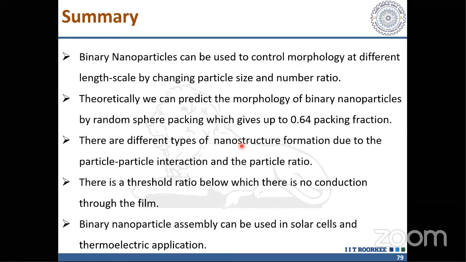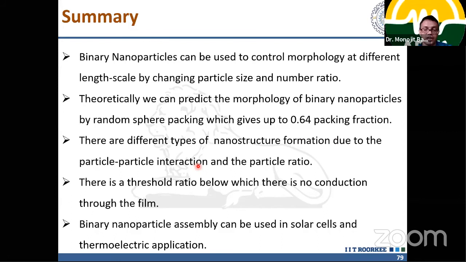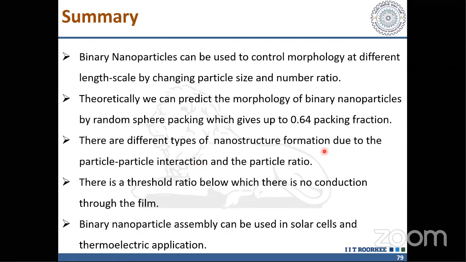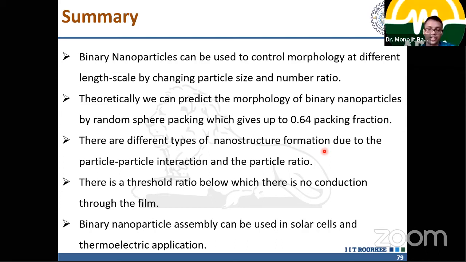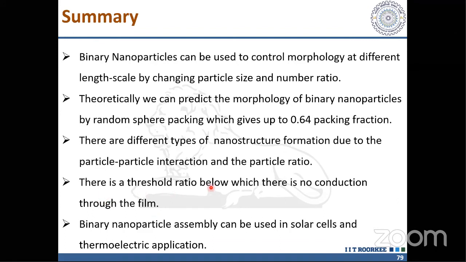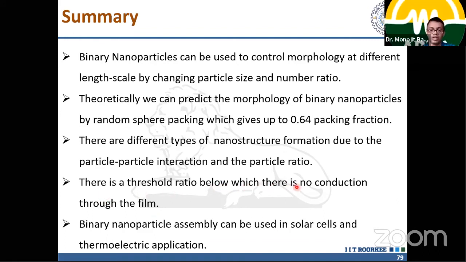So there are different types of nanostructure formation due to the particle-particle interaction and the particle ratio. As we have demonstrated, it could be isolated particles, dimers, chains, branch chains, or trigonal prisms. There is a threshold ratio below which there is no conduction. Specifically, below 30%, you don't see much conduction. Above 30%, the branch chains start to appear, and then we see conduction. Binary nanoparticle assemblies can be used in solar cells and thermoelectric applications, and maybe some other applications I have not written here.